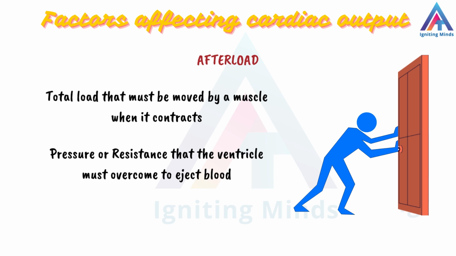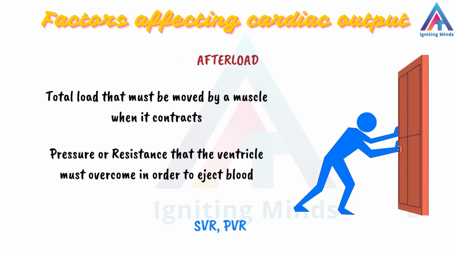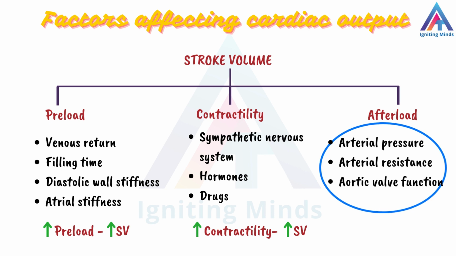Afterload is the total load that must be moved by a muscle when it contracts. In other words, it is the pressure or resistance that the ventricle must overcome to eject blood. Systemic vascular resistance and pulmonary vascular resistance are afterload indicators. Afterload is increased due to an increase in aortic pressure, systemic vascular resistance, or in conditions such as aortic stenosis. The ventricle responds to chronic elevations in afterload by concentric hypertrophy, causing increased wall thickness and decreased chamber diameter. Because of this, in contrast to preload and contractility, an increase in afterload causes a decrease in stroke volume.